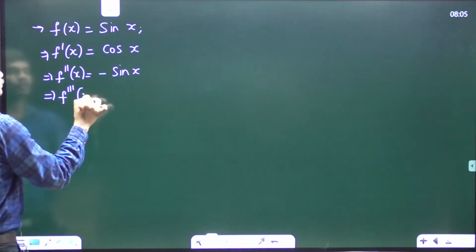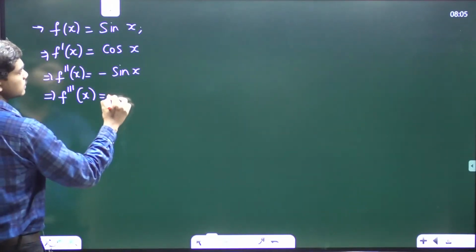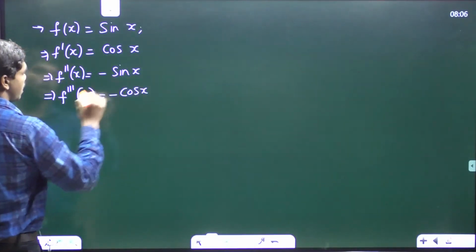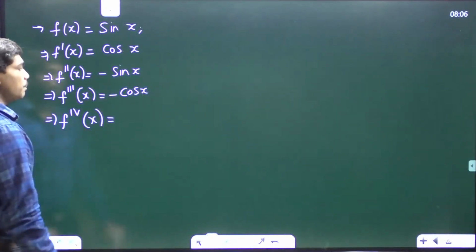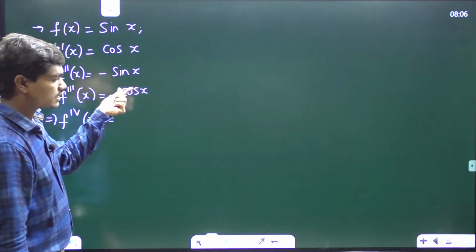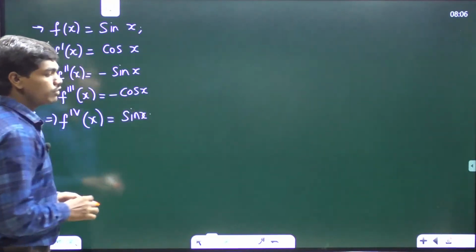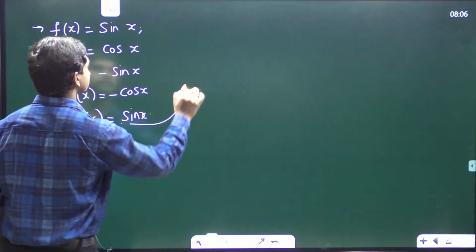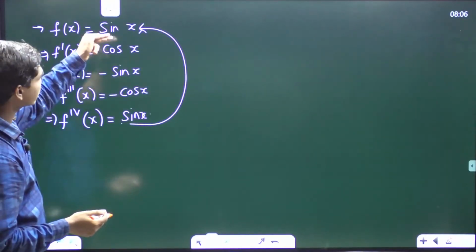Then f triple dash of x is again the derivative of minus sin x, which is minus cos x. And what's the fourth derivative of this? Minus cos x derivative is, see, derivative of cos x is minus sin x, and since there's a minus sign over, we have plus sin x. Okay? So if you see now, this sin x and sin x is the same here, which means if you differentiate this again, you will be getting cos x again.